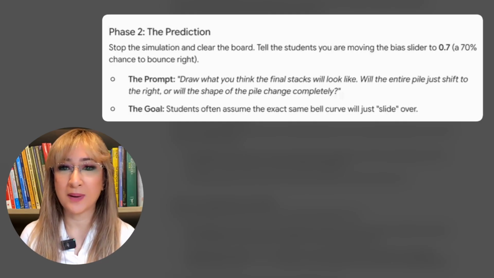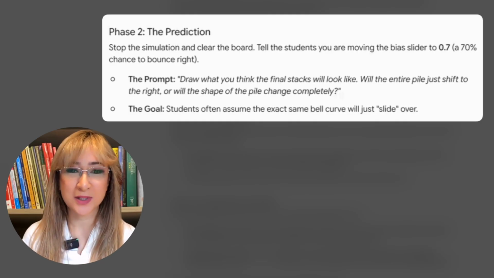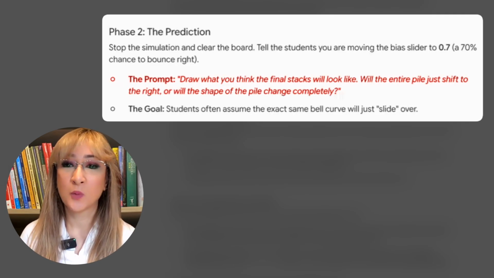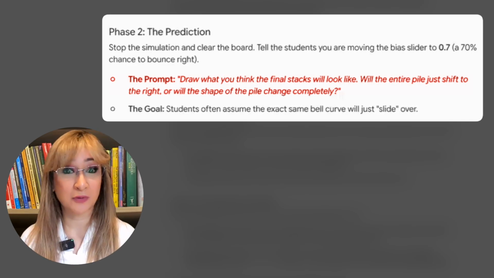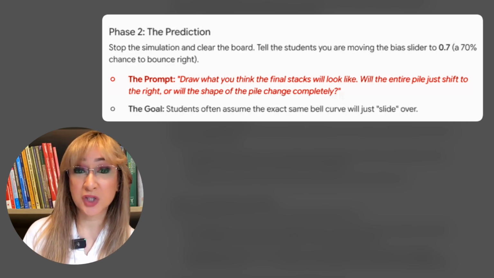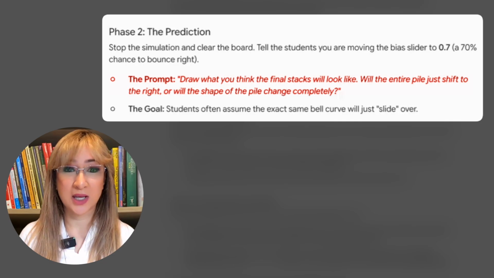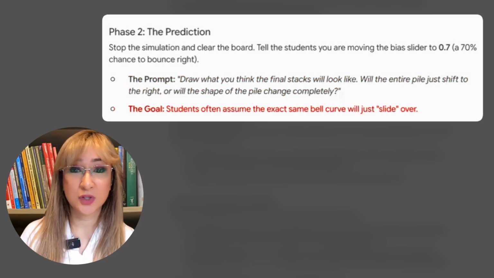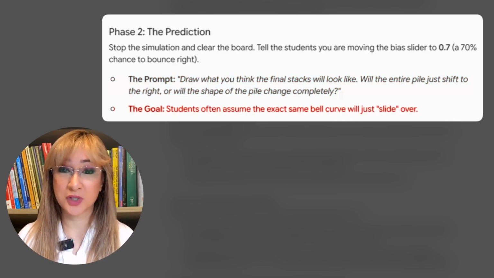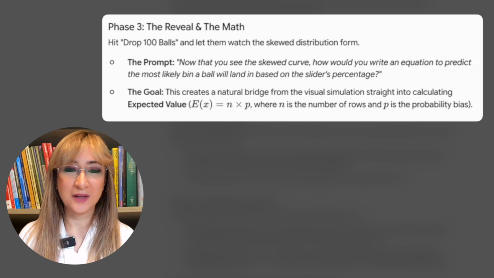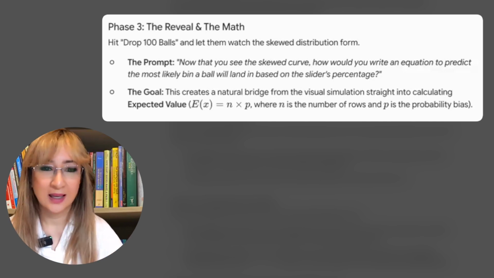So now we're moving the bias slider to 0.7, and the prompt that we're going to pose to students is: draw what you think the final stacks will look like. Before they see the answer, will the entire pile just shift to the right, or do you think the shape of the pile will completely change? Students often assume the exact same bell curve will just slide over. And then phase 3, you reveal and you discuss the maths, right? But you want students to go through that productive struggle first.